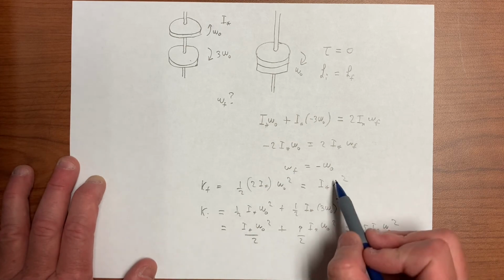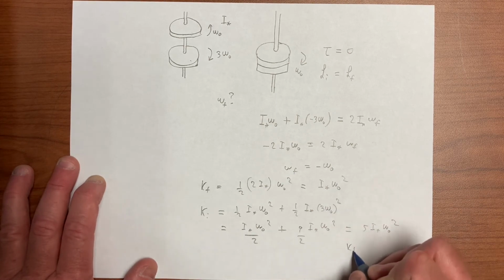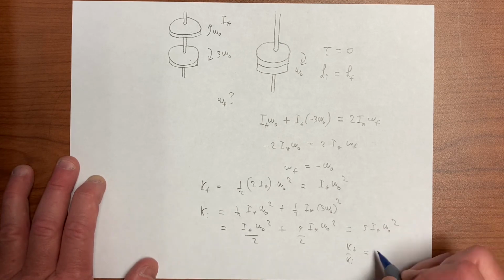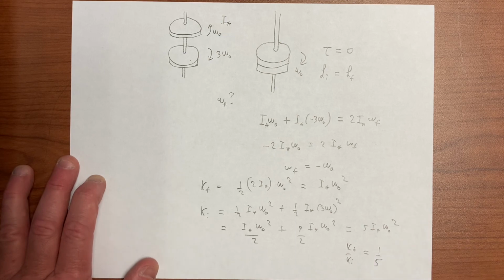And so clearly K final over K initial is less than 1. We have this divided by this, which is 1/5 of the energy is left as a result of this collision.